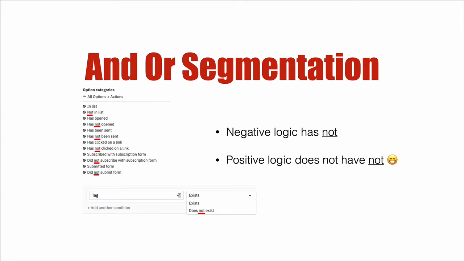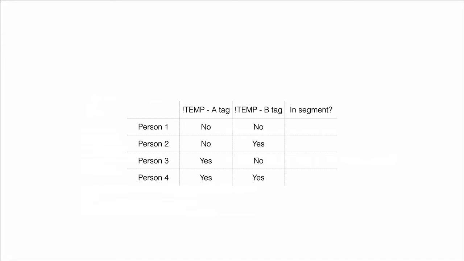Now, negative logic, the way you note that is it has not in it. So for instance, all of the things I show under all option actions, for instance, not in list, has not opened, that's negative logic. And positive logic does not have not. So we're going to dive in, go through some examples and work our way up to actually some useful ones so you can understand why I'm suggesting what I do.